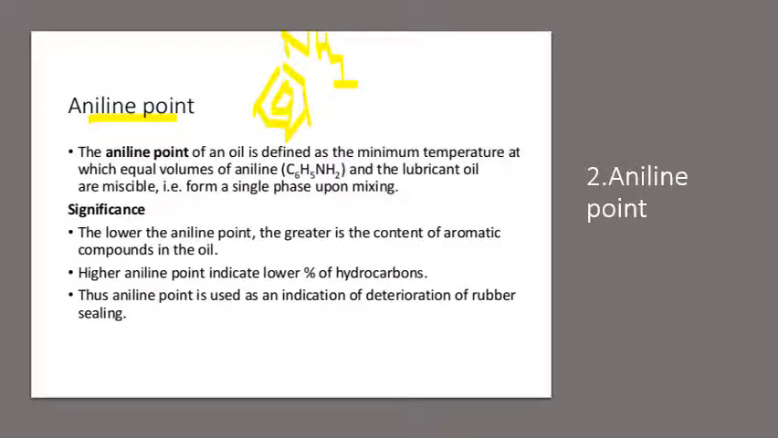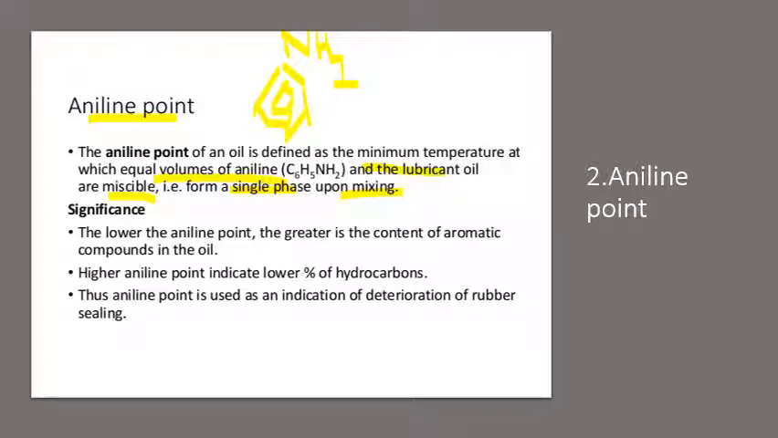So aniline point can be defined as the minimum temperature at which equal volumes of aniline and the lubricating oil are miscible with one another, forming a single, homogeneous phase upon mixing, and after mixing it is left for cooling. So the temperature at which the aniline and oil separate out is called the aniline point.